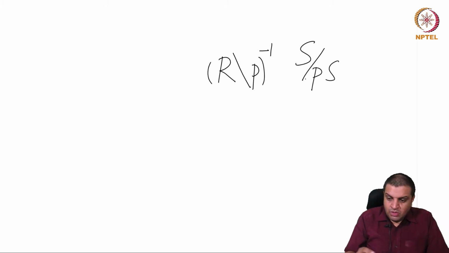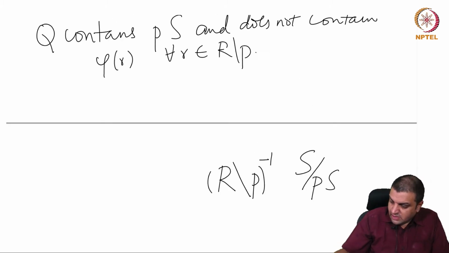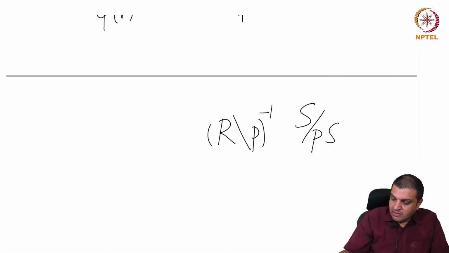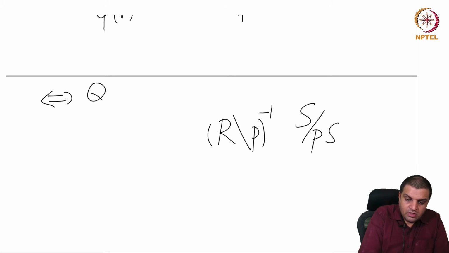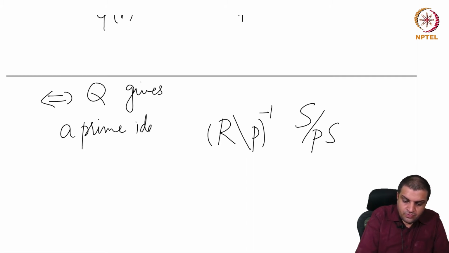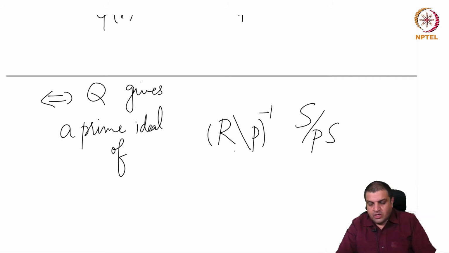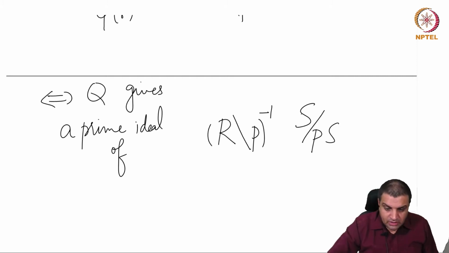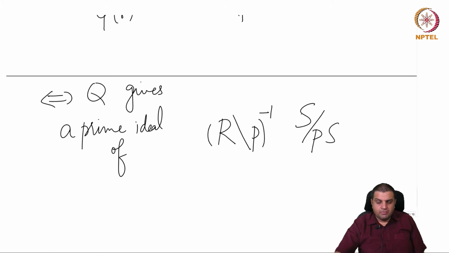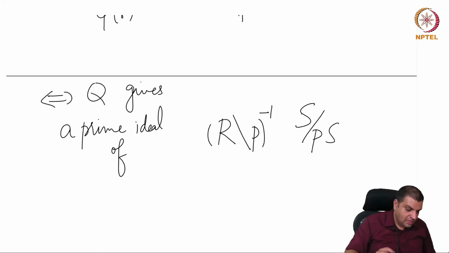So what it is saying is that Q has this behavior if and only if Q gives a prime ideal of this ring. Again, when we say R mod P inverted, we mean their images inside S inverted. That's how R acts on S. So this is what the fiber over P looks like. Every prime Q with this property, this is what it looks like.